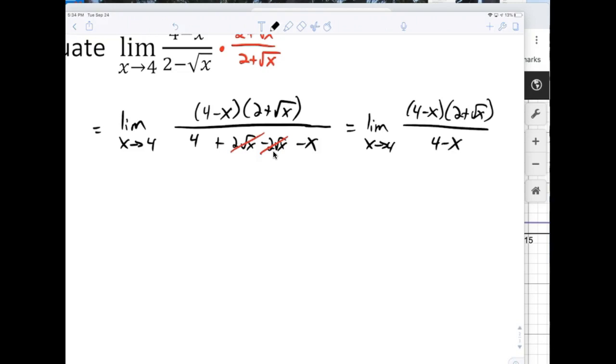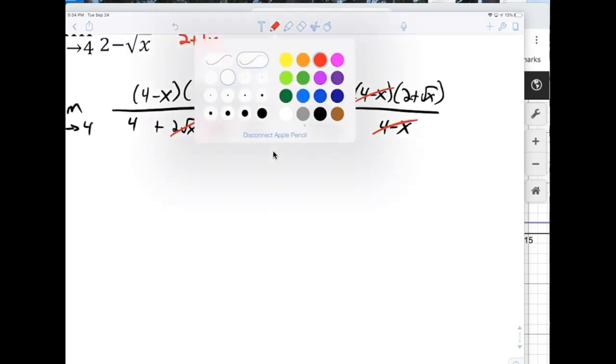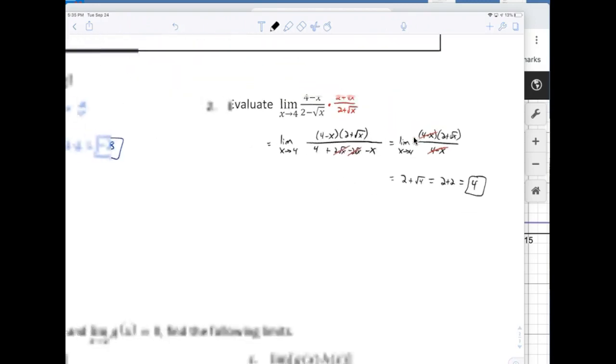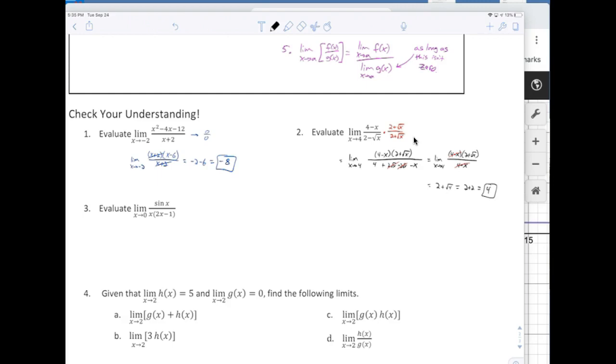And I maybe wouldn't have seen it if I would have actually FOILed out the numerator, but now I do have cancellation. And I can, at this point, use direct substitution because I've canceled the part that caused a 0 in my denominator. So now I can do 2 plus root 4, which is 2 plus 2, which is 4. And I have evaluated an otherwise difficult limit.